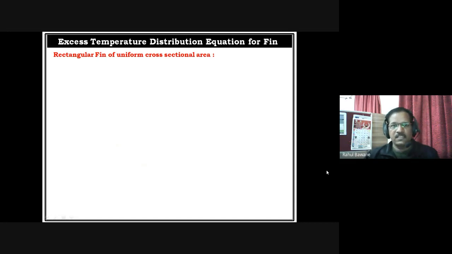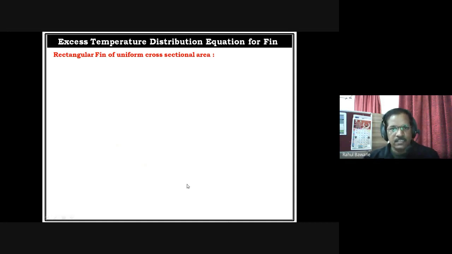Now we will see what a rectangular fin is and how to derive the temperature distribution equation. But a fin is used only when there is an excess temperature. So we are not simply deriving the temperature distribution, but we are actually deriving the excess temperature distribution equation.